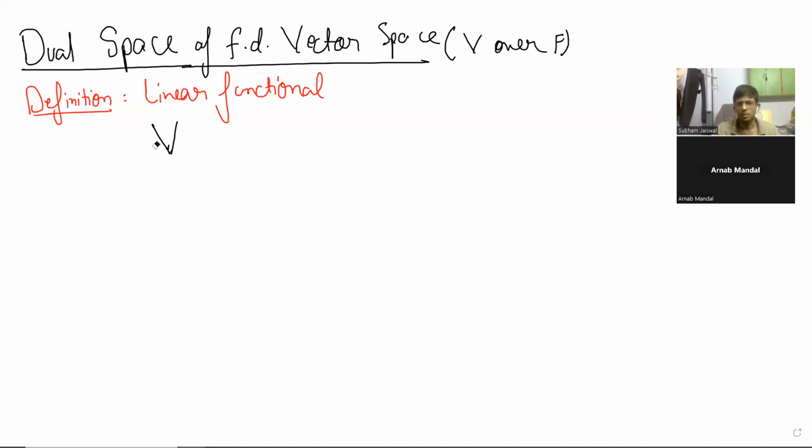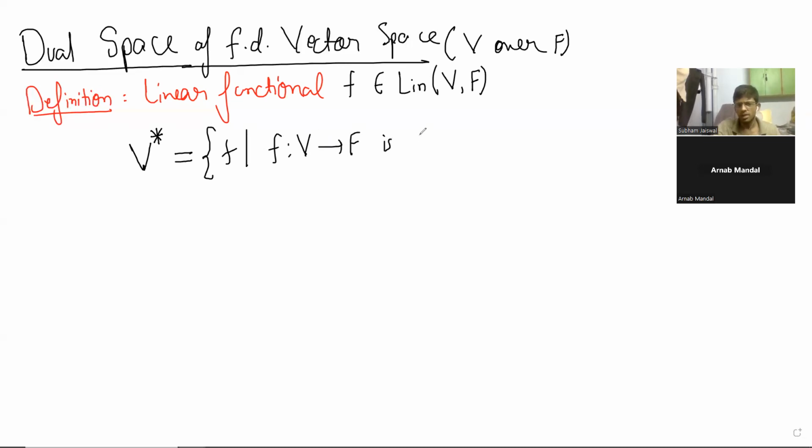So it's a linear transformation from V to F, right? This is all. And V star, which is the dual space, is the collection of all linear transformations. So it is basically the set of all f such that f from V to F is linear. I maybe won't write F-linear, I just write linear. So this is what the dual space is.